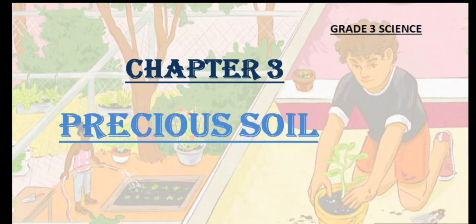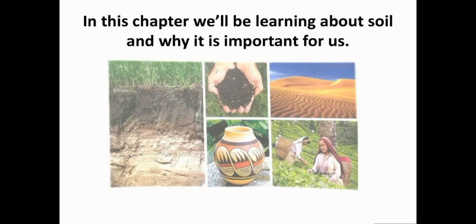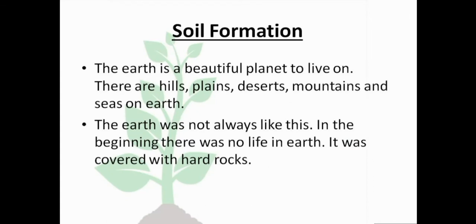Now, chapter 3 is what? It is Precious Soil. In this chapter, we are going to learn about soil and why it is important for us. Okay, so we will see how the soil is formed. As you know, Earth is a beautiful planet to live on. There are hills, plains, deserts, mountains and seas on Earth.